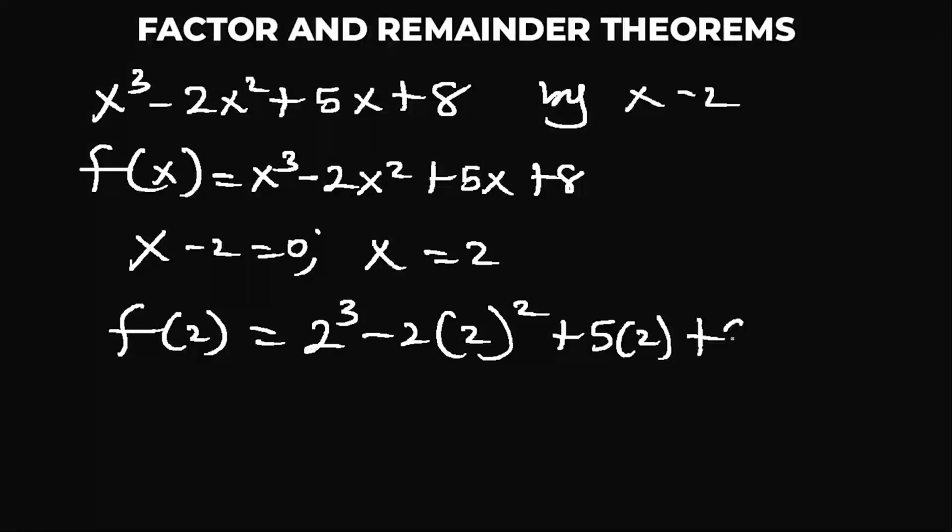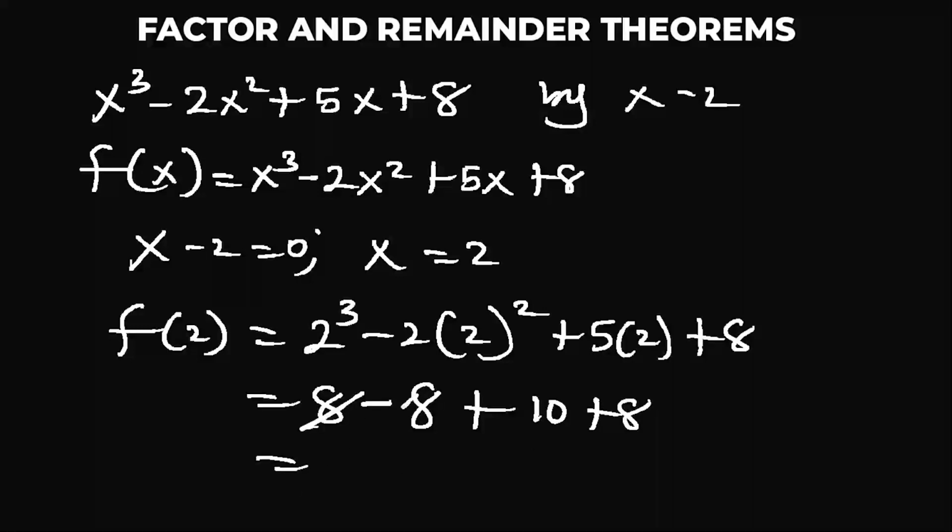into 2 plus 8. So 2 cubed is going to give us 8, minus 2 times 2 to the power of 2, that's 4, 2 times 4, that's 8. Plus 5 times 2, that's 10, plus 8. So this and this would cancel. Then we have 10 plus 8 to give us 18. So the remainder that we are looking for when x cubed minus 2x squared plus 5x plus 8 is divided by x minus 2 is going to be 18.